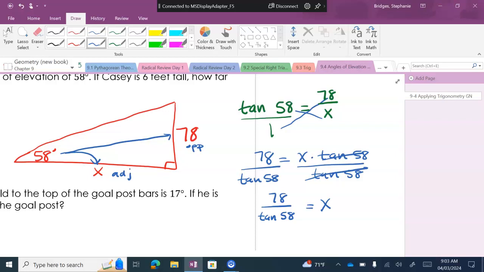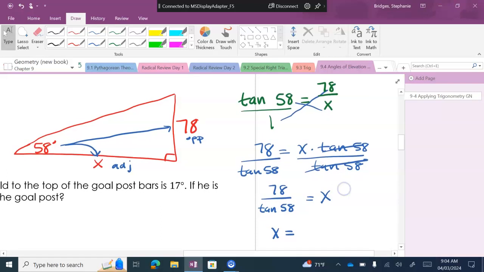Zion, your calculator is what we call backwards. So when you do it, you're going to hit 78 divided by 58 tan equals. Okay. All right, so 78 divided by the tangent of 58. Let's round it to the 10th place, 1 decimal point. Do that in your calculator: 78 divided by the tangent of 58. And tell me what you get.